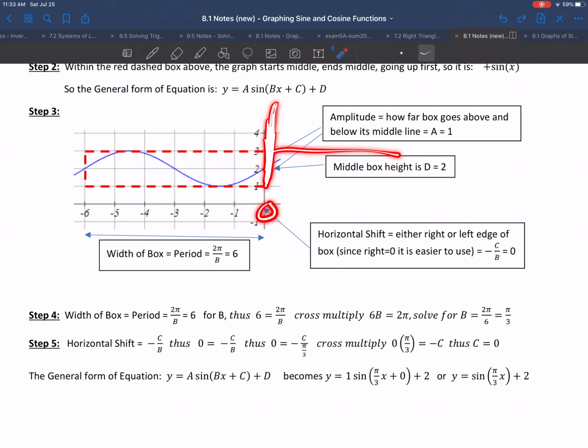The right edge is 0. That's the start of a new box. So in other words, our horizontal shift is 0, because our next box begins right at 0. So our sine or cosine graph has not been shifted sideways at all. No horizontal shift. It begins right at 0. The next box begins right at 0.